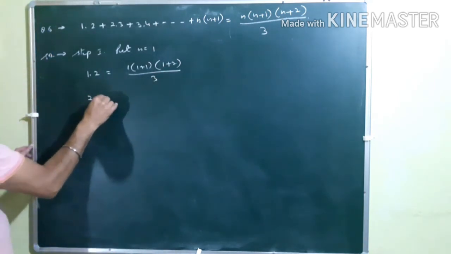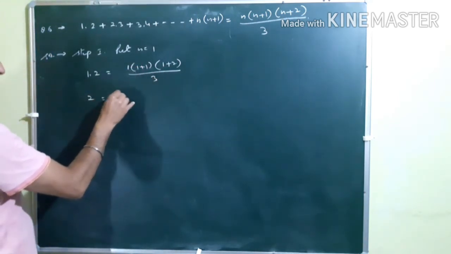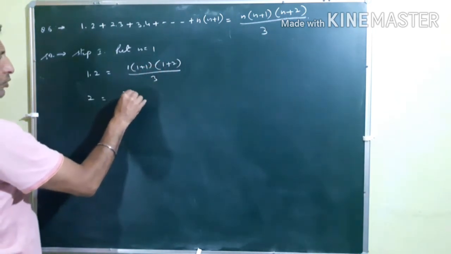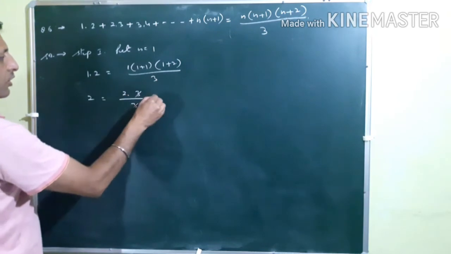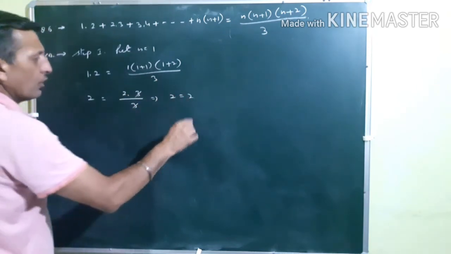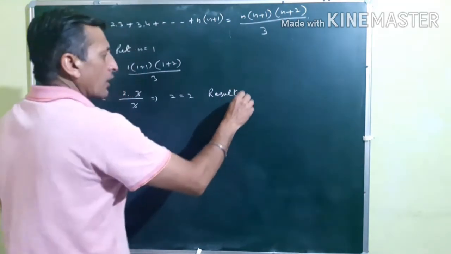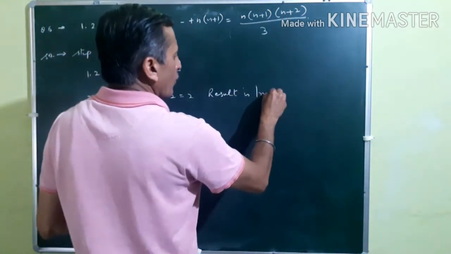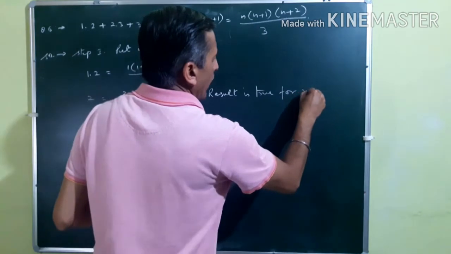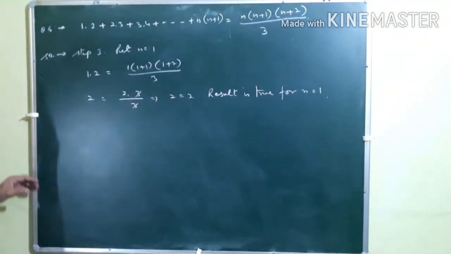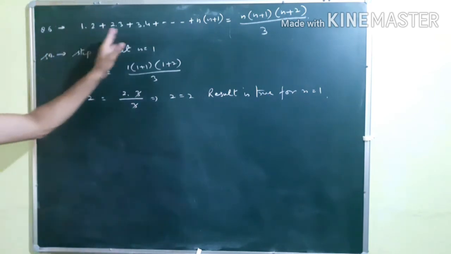2 ones are 2, and here 1 plus 1 is 2, and 2 plus 1 is 3. So 2 into 3 upon 3, the 3 and 3 are gone. So this implies 2 is equal to 2, which means the result is true. So the result is true for n is equal to 1. So this was step number 1.